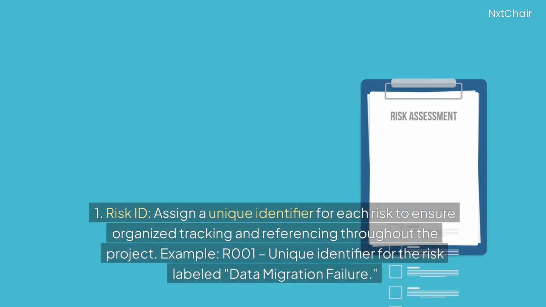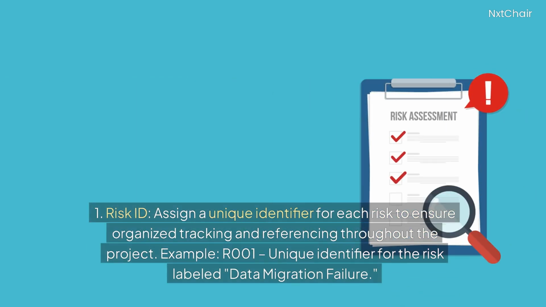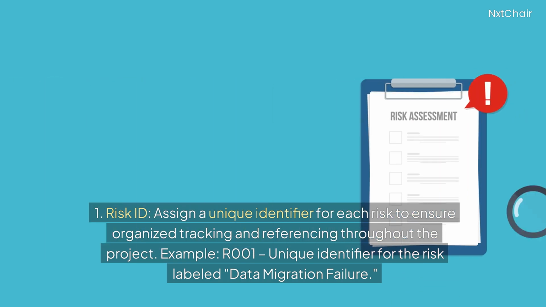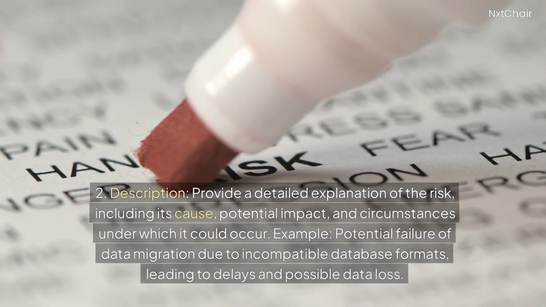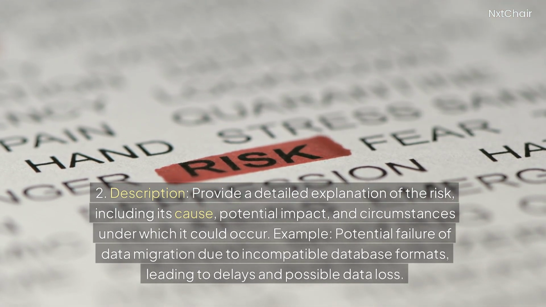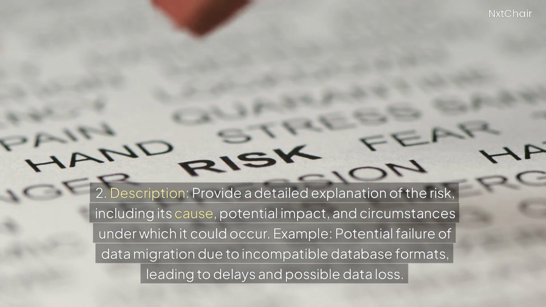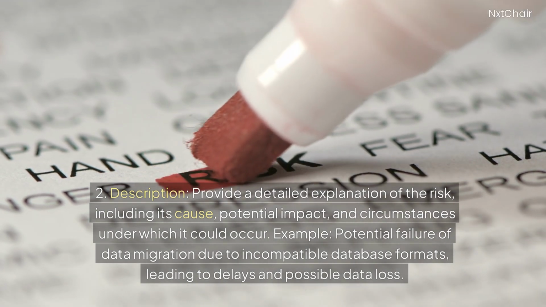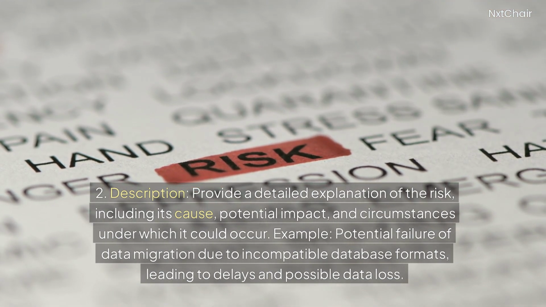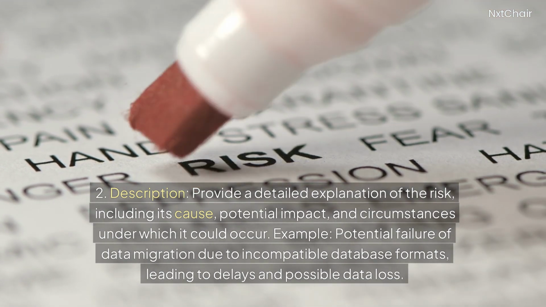1. Risk ID. Assign a unique identifier for each risk to ensure organized tracking and referencing throughout the project. Example: R001, unique identifier for the risk labeled data migration failure. 2. Description. Provide a detailed explanation of the risk, including its cause, potential impact, and circumstances under which it could occur. Example: potential failure of data migration due to incompatible database formats, leading to delays and possible data loss.